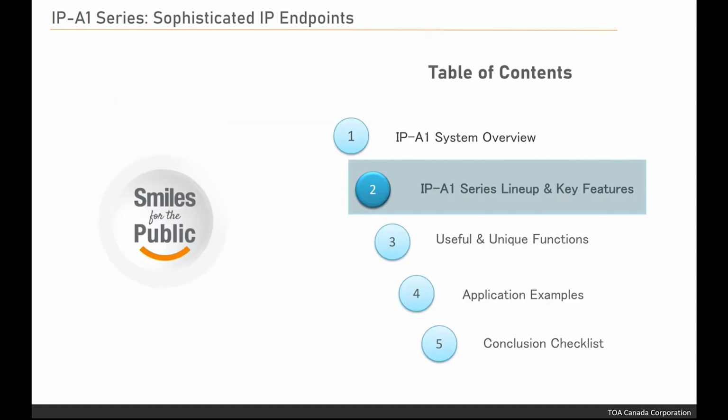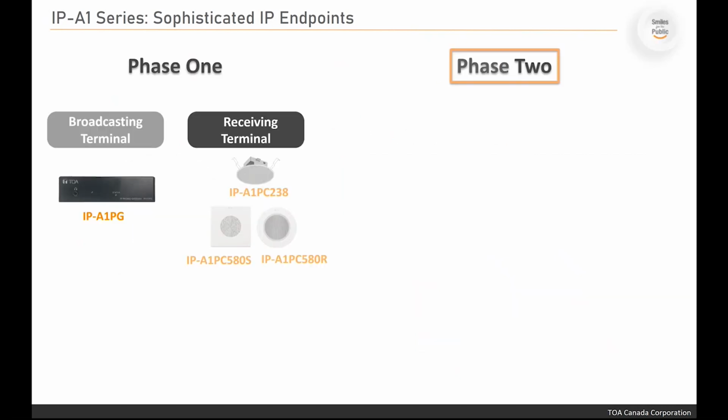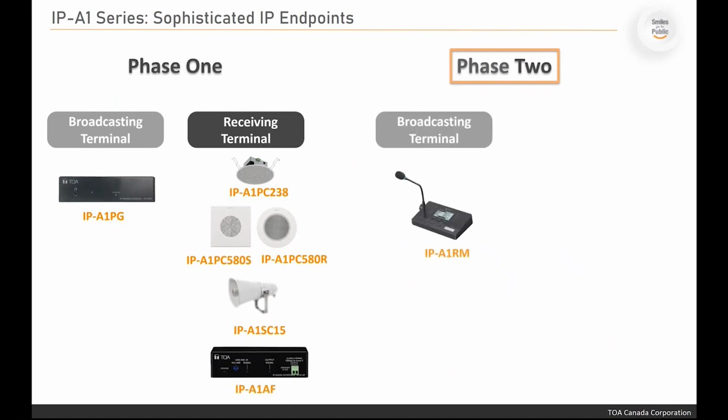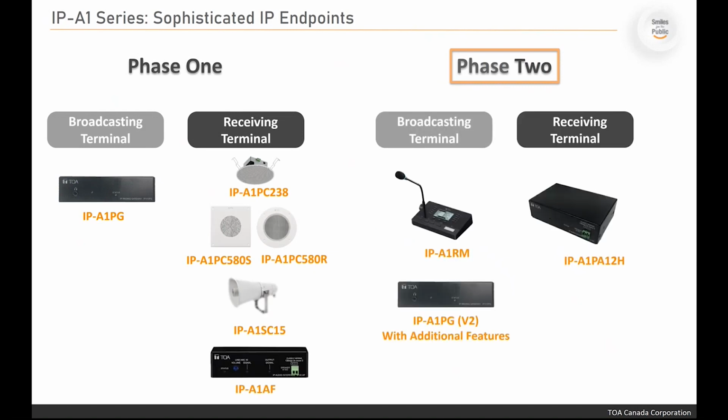In this section, we'll provide you with the series lineup and the key features. We will start by presenting this system in two phases. Phase one will have a broadcasting terminal, which is the IP-A1 PG, the paging gateway, and receiving terminals, which are the speakers, the horn, and the audio interface.